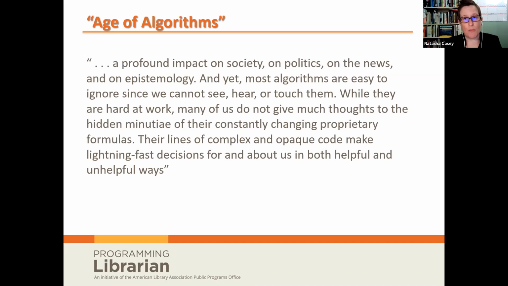And yet most algorithms are easy to ignore since we can't see, hear, or touch them, they go on to argue. So while they're hard at work, many of us do not give much thought to the hidden minutiae of their constantly changing proprietary formulas. So their lines of complex and opaque code make lightning fast decisions for and about us in both helpful and unhelpful ways. Next slide, please.